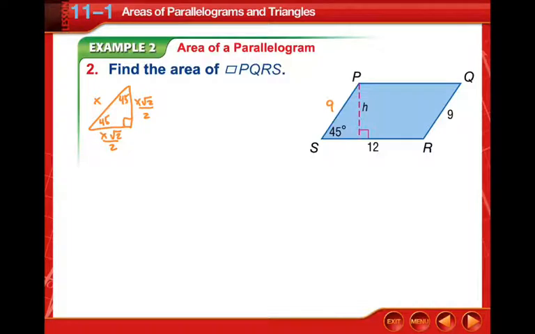If it's the other way around, and we just have these as our x, the hypotenuse is x square root 2. So what we need to do here is use the first of our two triangles there. Our x is 9.